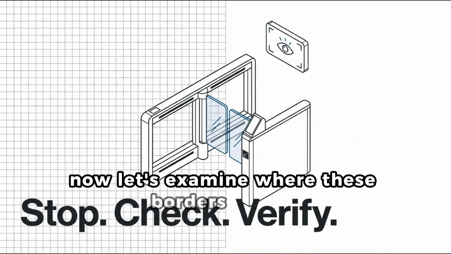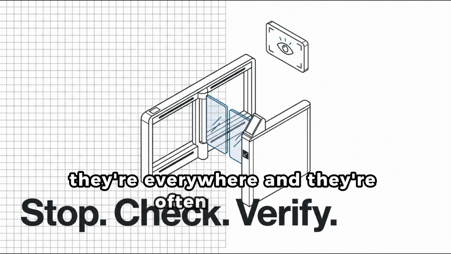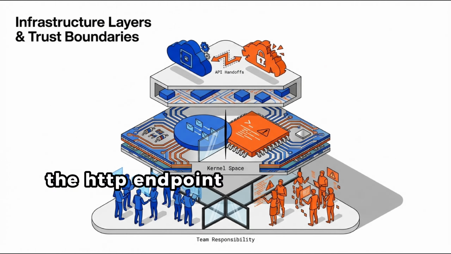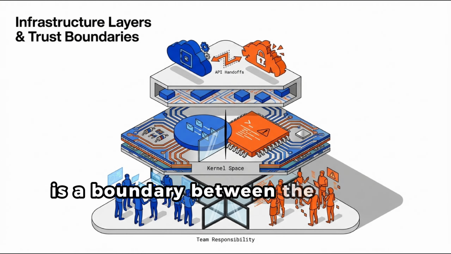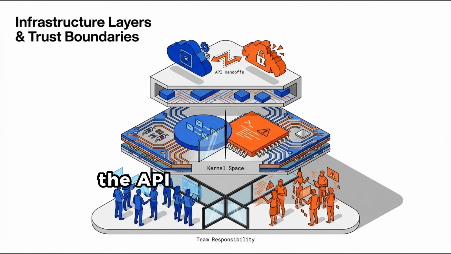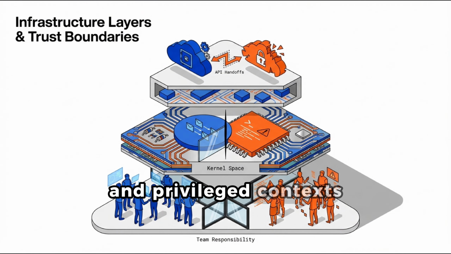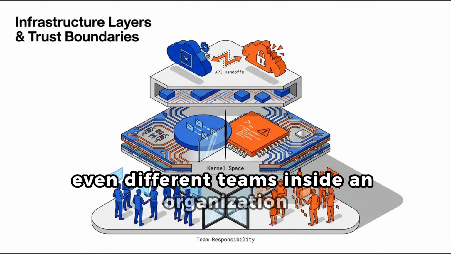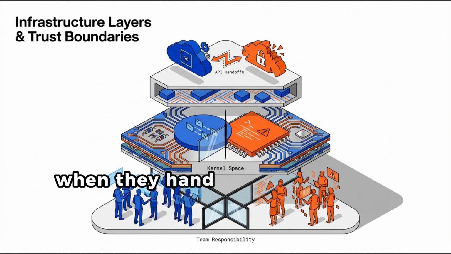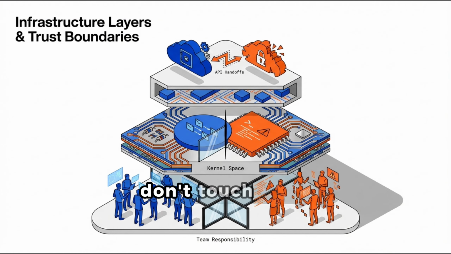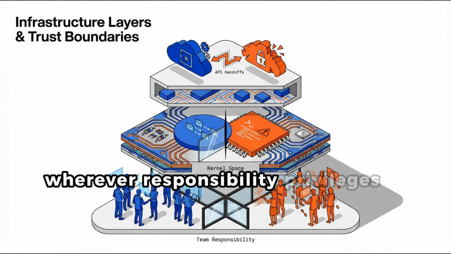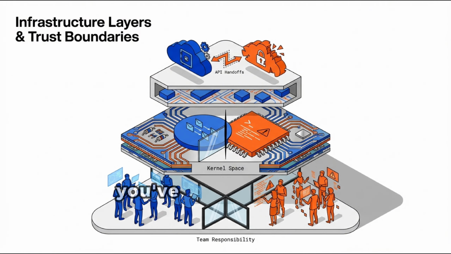Now let's examine where these borders appear. They're everywhere, and they're often invisible. The HTTP endpoint that accepts user input is a boundary between the internet and your application. The API call between two microservices is a boundary between two trust zones. The system call that hands control from user code into kernel space is a boundary between unprivileged and privileged contexts. Even different teams inside an organization create trust boundaries when they hand off responsibility for a service. The backups team maintains these credentials. Don't touch them. Wherever responsibility, privileges, or assumptions shift, you've got a boundary.